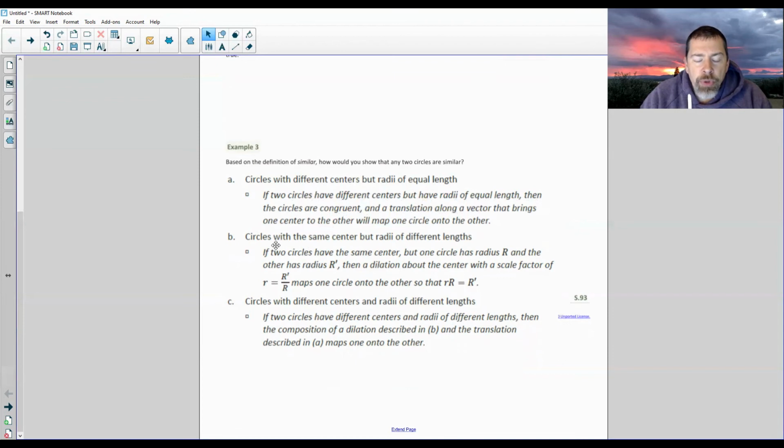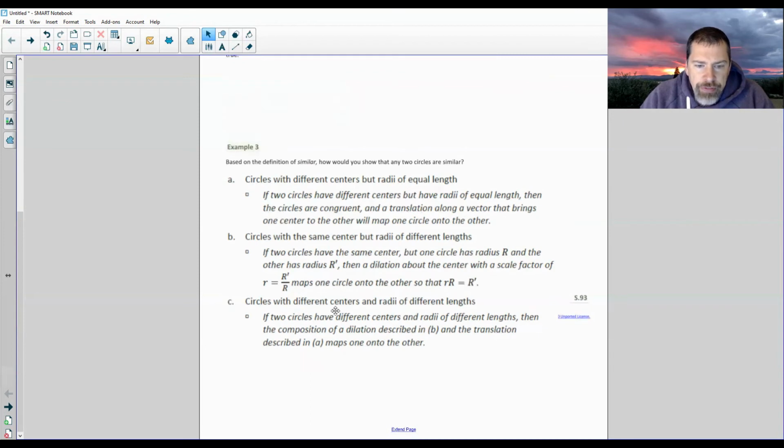Okay, B, what if we have circles with the same center, but the radius is different? If two circles have the same center, but one circle has a radius r and the other has a radius r prime, then a dilation about the center with a scale factor of r prime divided by r maps one circle onto the other, so that the scale factor times r equals r prime. So the scale factor will bring us to r prime.